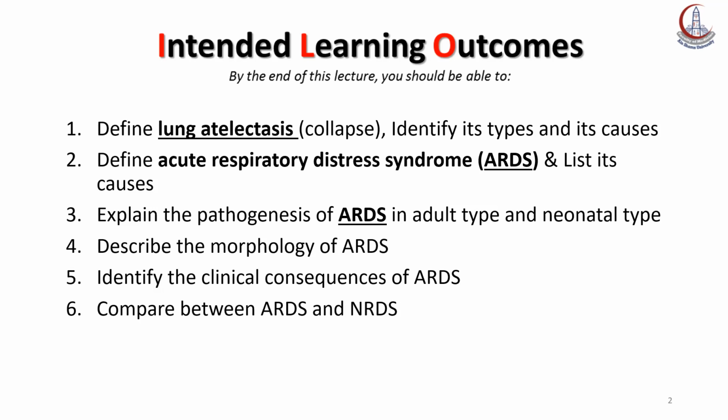Explain the pathogenesis of respiratory distress syndrome in adult and neonatal type. So we have two main types of acute respiratory distress syndrome according to the age, adult and neonatal type. Describe the morphology of acute respiratory distress syndrome. Identify the clinical sequences and comparison between the acute, adult and neonatal type.